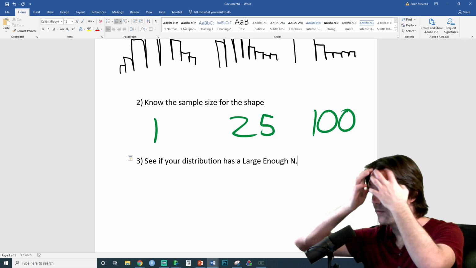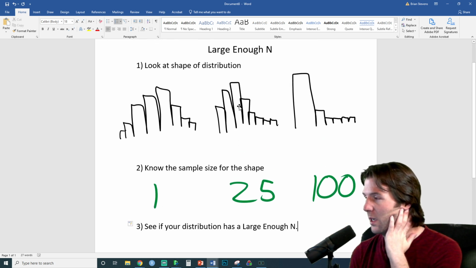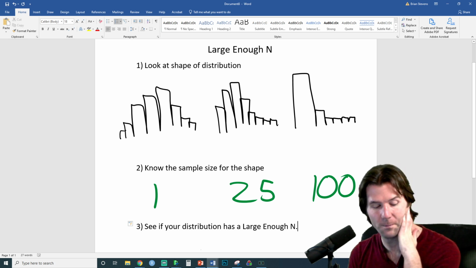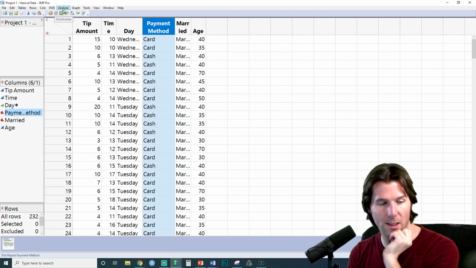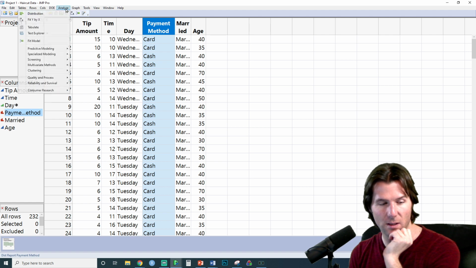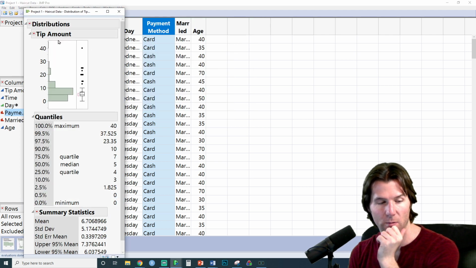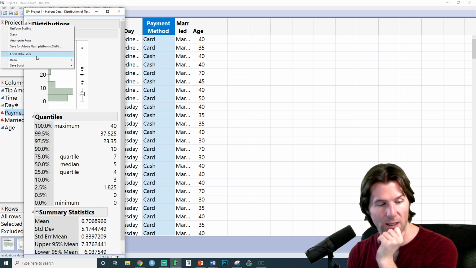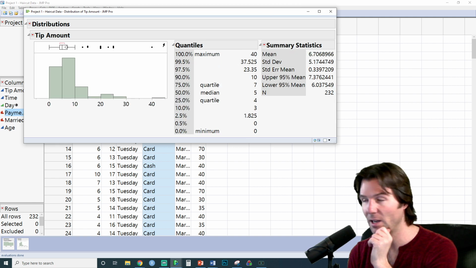Then you just see if your distribution has a large enough n. So you know the shape of your distribution, then know the sample size, and then just see if your distribution has a large enough n. So we can do one right here. We'll do Walker's question next. And we go to analyze tip amount. And then we look at this. Ooh, I'm going to say that tip amount right there is very skewed. I mean, it's got a big outlier right there.